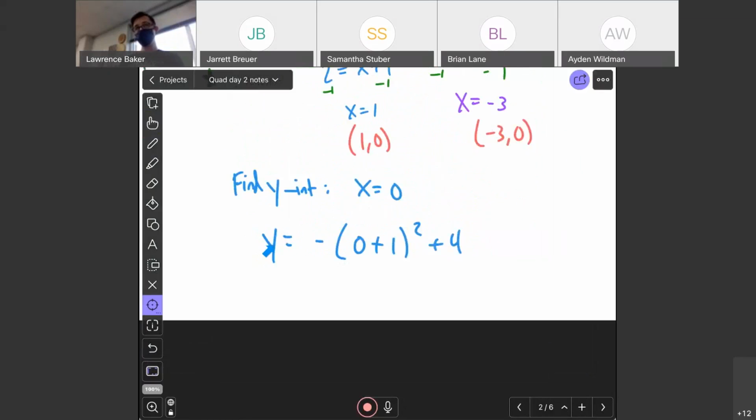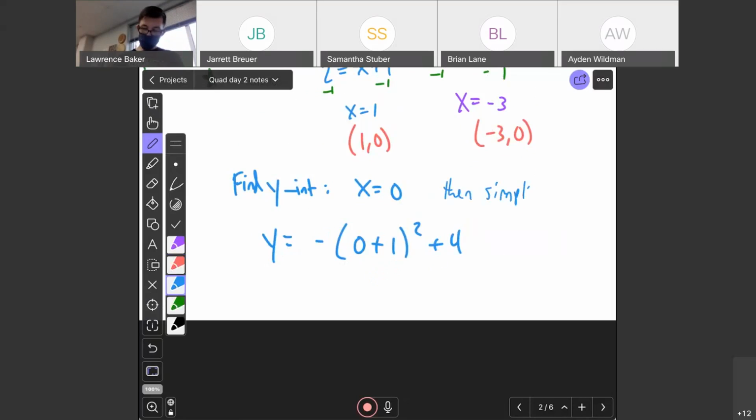Solving is a process of getting something by itself. Well, it's already by itself. What I do need to do is simplify this. Okay, we need to make this 0. Figure out what this is actually equal to. So you set x equal to 0, and then you simplify. When you simplify, you follow PEMDAS. When you're solving, you use SATMAP. When you're simplifying, you use PEMDAS.